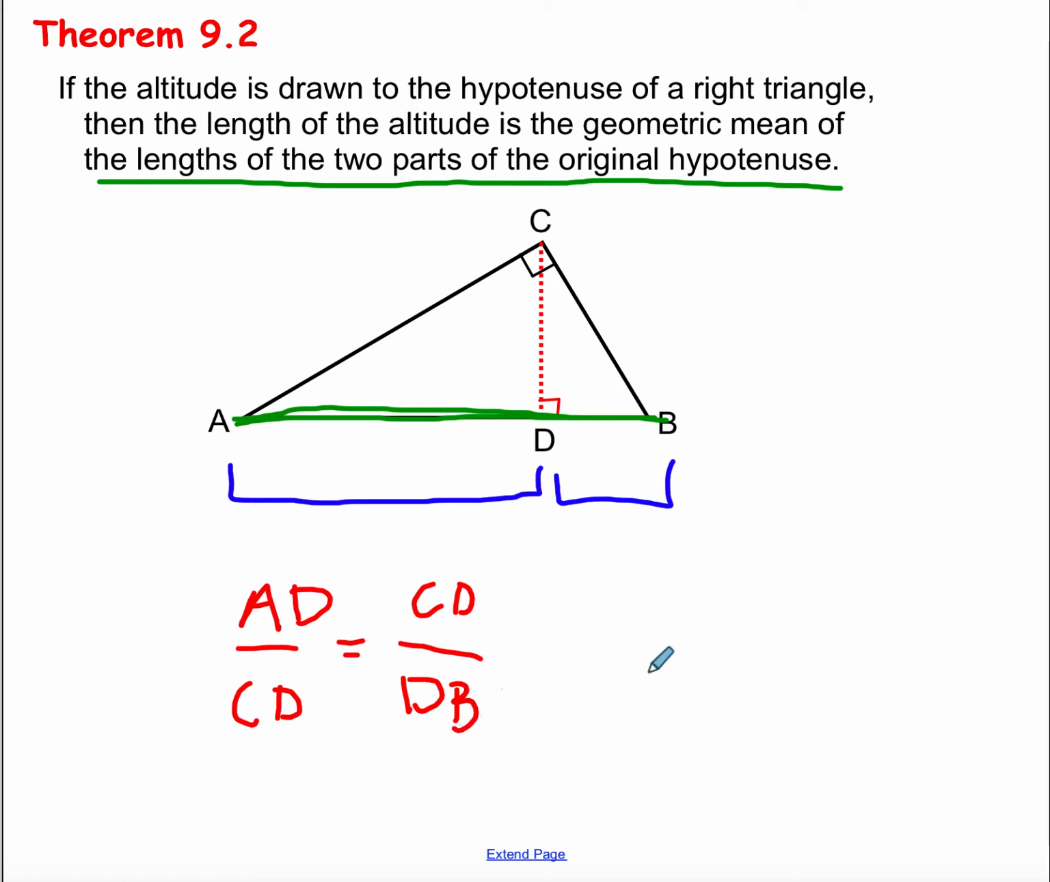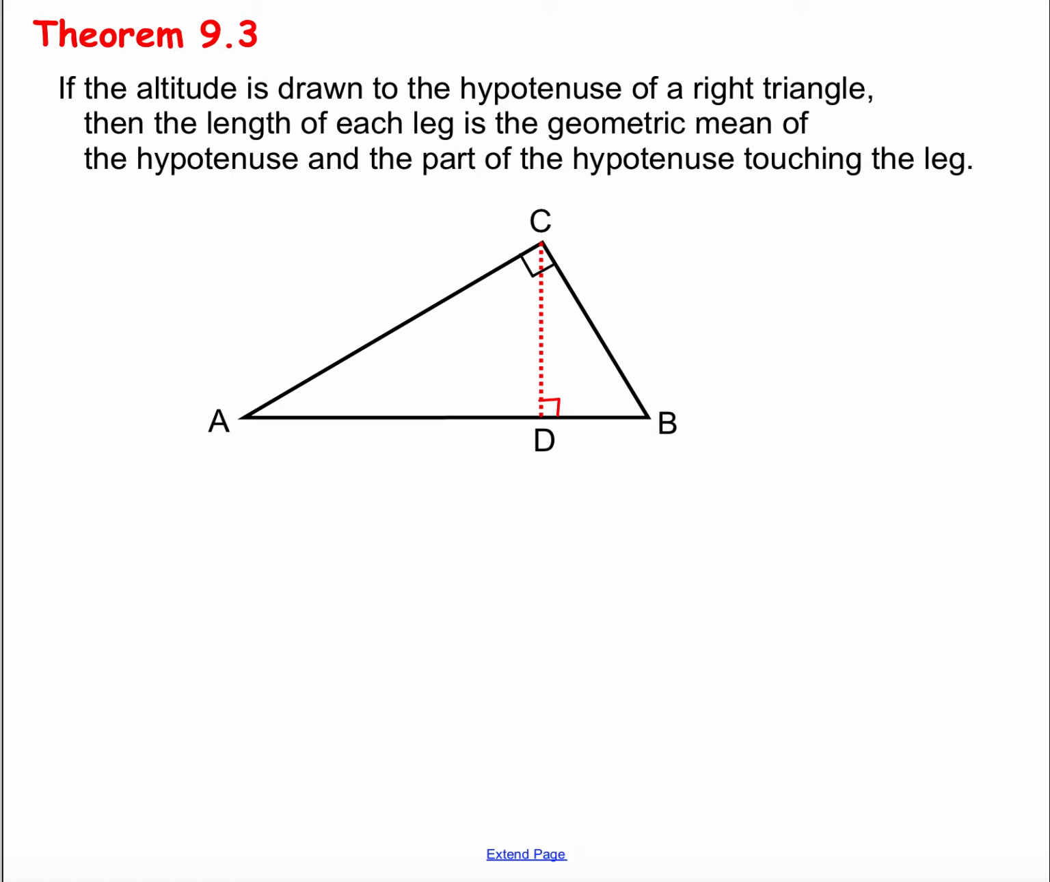So this would set up a proportion like this that would help us solve for lengths of this triangle. But that's not all we can know. Theorem 9.3 says if the altitude is drawn to the hypotenuse of a right triangle, so the exact same scenario, then the length of each leg is the geometric mean of the hypotenuse and the part of the hypotenuse touching the leg. Now this one's really confusing, so I'm going to try my best.